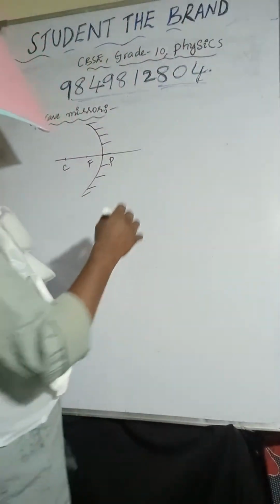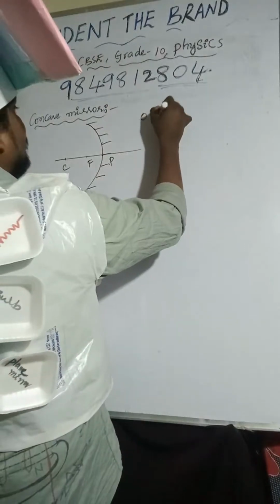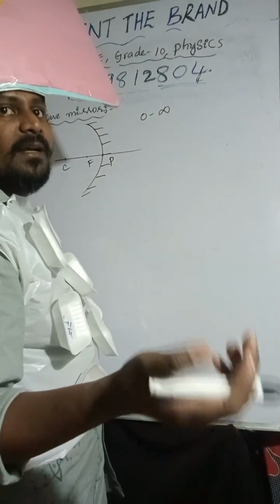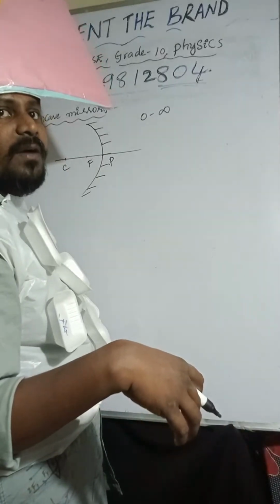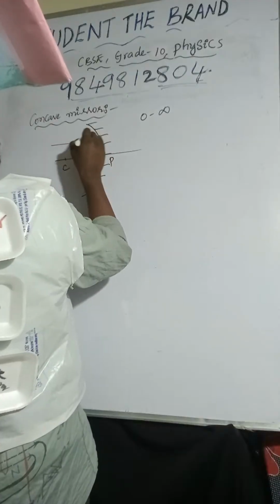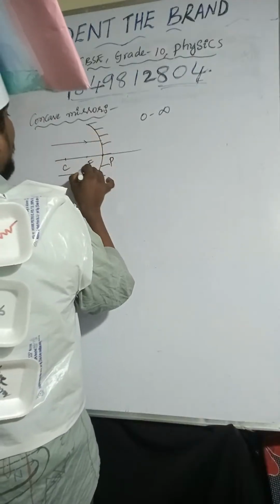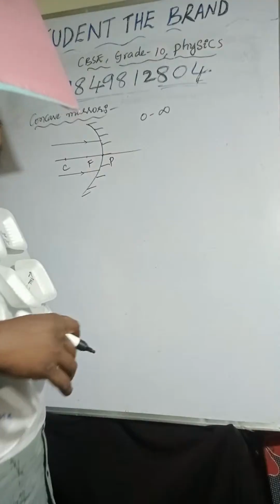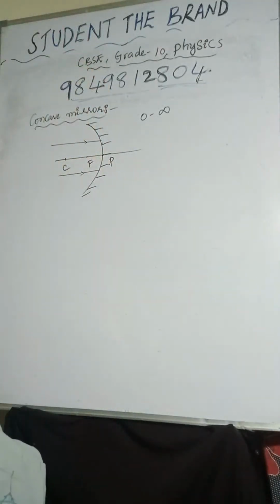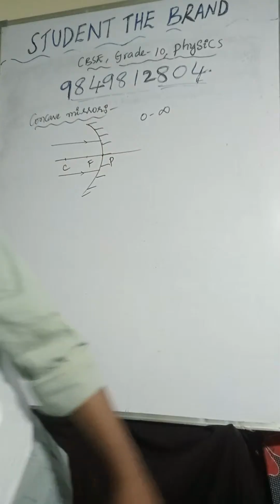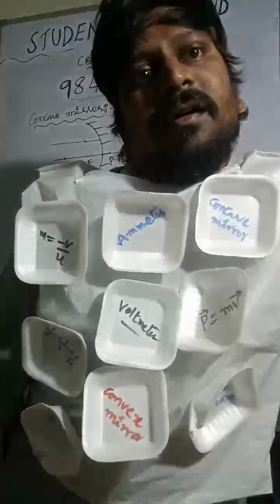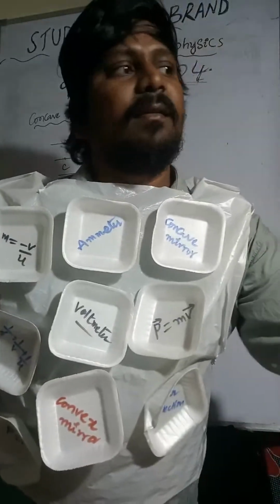I'm taking the object at infinity. How many light rays are required to form the image of the object? Minimum 2 light rays are required to form the image of the object. So I'm taking one light ray like this, and after that one more light ray.